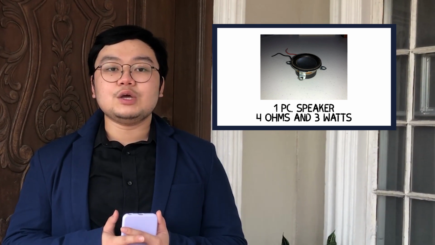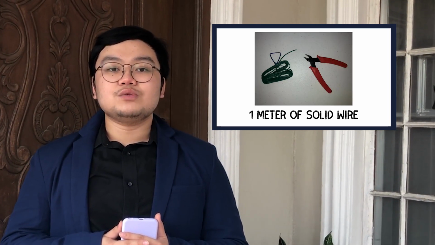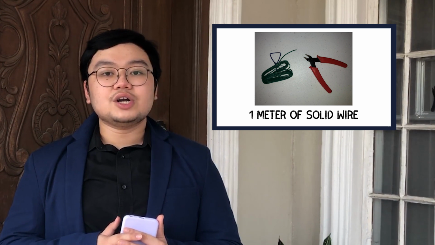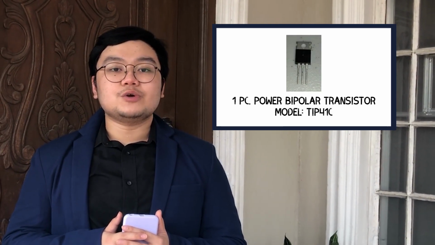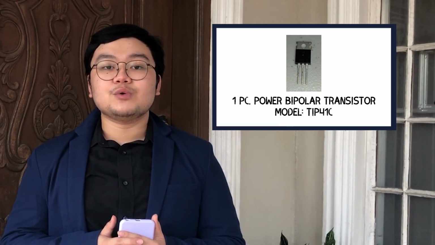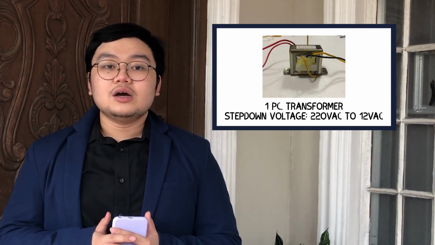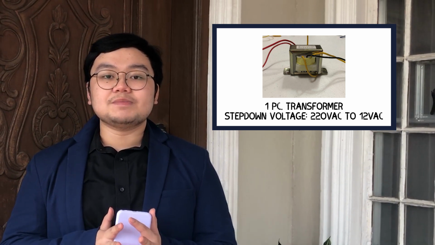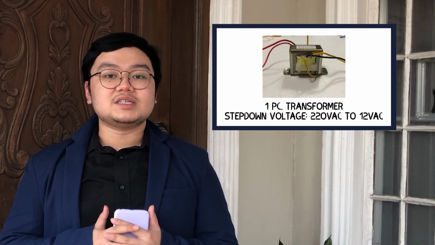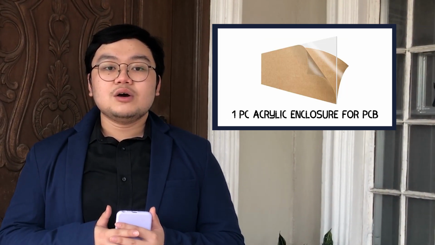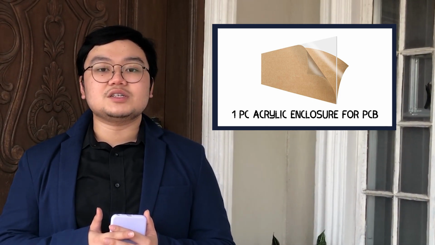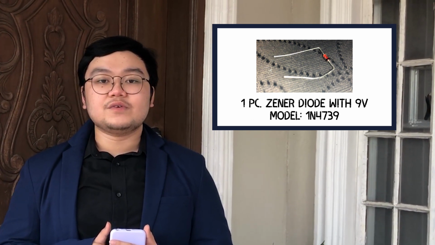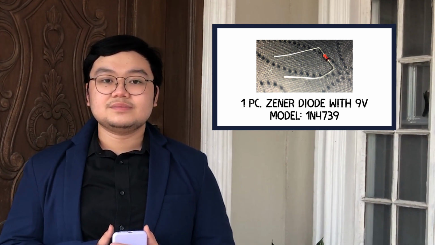2 pieces resistor in 4.7 kilo ohms and 1 watt, 1 piece speaker with 4 ohms and 3 watts, 1 meter of solid wire, much better if there is a color coding for organizing purposes, 1 piece of transistor with the model TIP41C or power transistor, 1 piece of transformer with a step-down voltage of 220 volts AC to 12 volts AC, 1 piece of acrylic enclosure for PCB for circuit protection after the final product, and 1 piece of Zener diode with model 1N4739 and 9 volts.